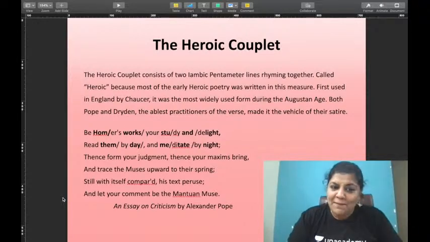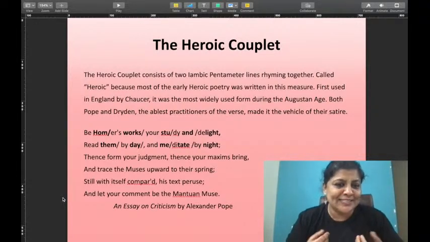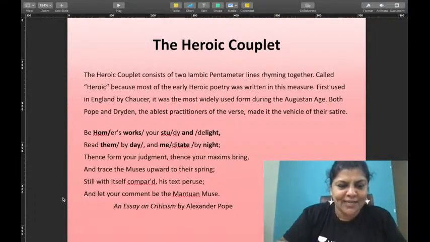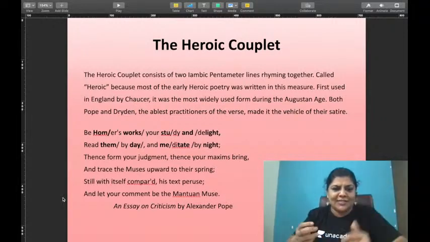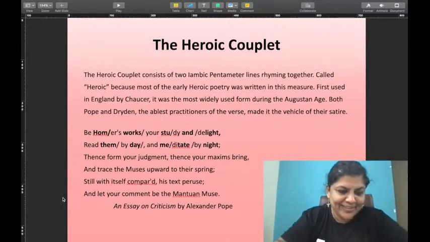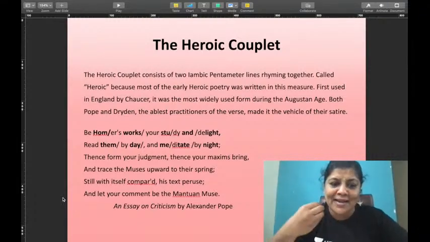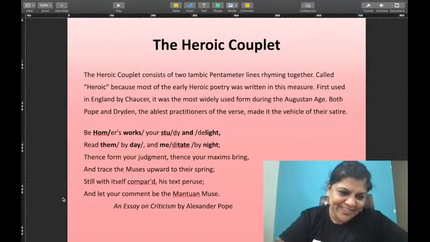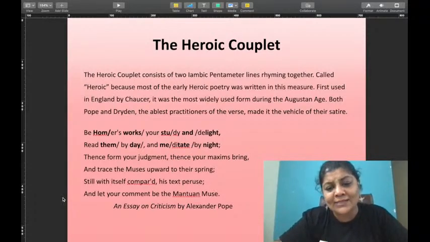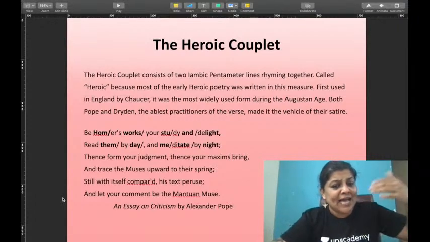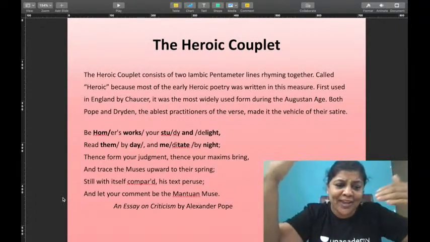I have done it. Be Homer's works your study and delight. Do you understand how music composers compose music? They get where the stress falls, and like this they do something. Read them by day and meditate by night. Then form your judgment, then your maxims bring. And trace the muses upward to their spring.